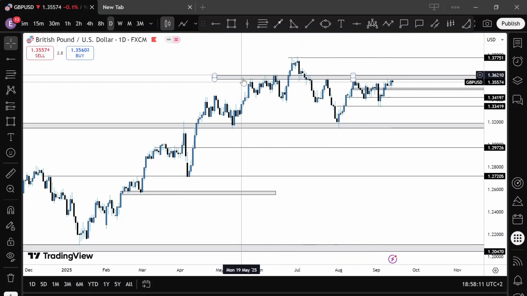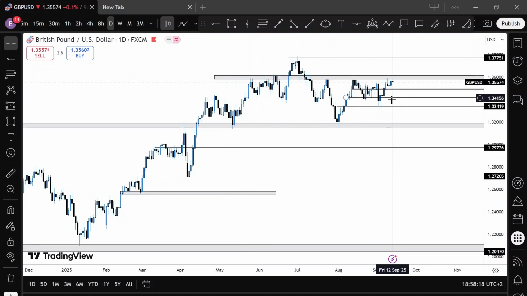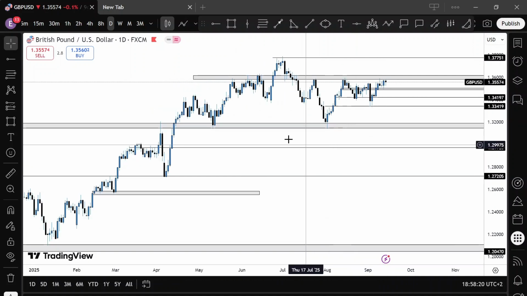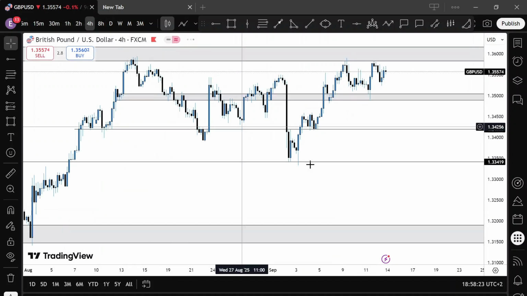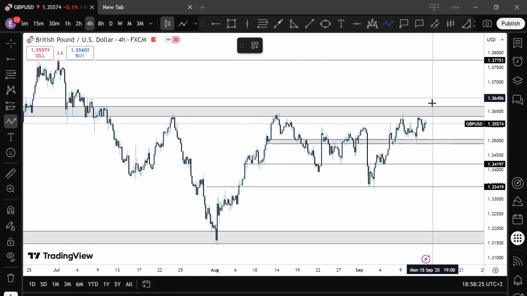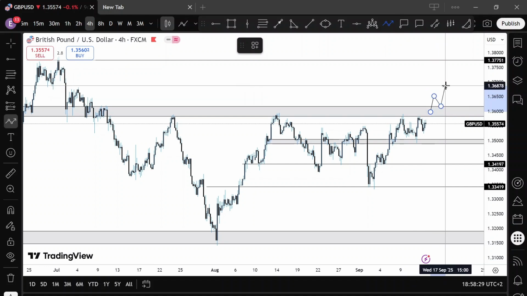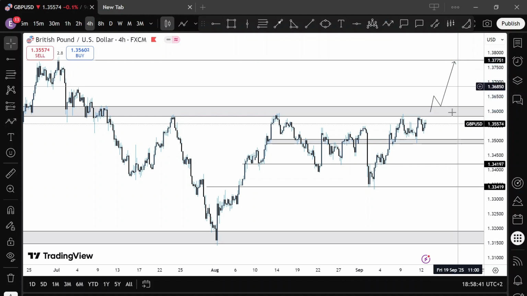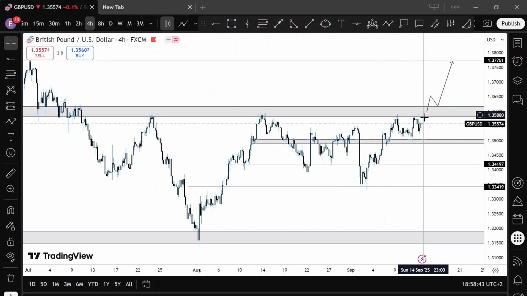But at the same time, we're approaching a region that has been rejected previously, the region of 1.3585. Basically that's where we're around right now. So what I'll be looking out for is to see price break above this region next week, a retest of that region so we can continue to the upside, come back to the regions of 1.3650 and then 1.3750. That's what we'll be looking out for next week.